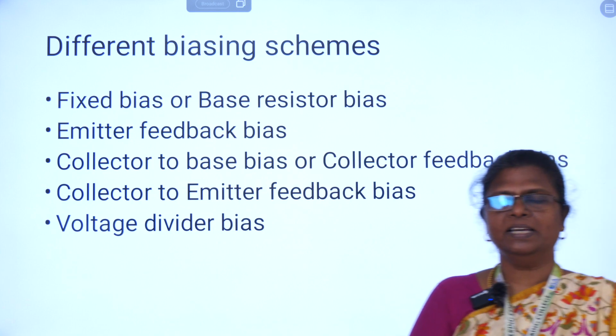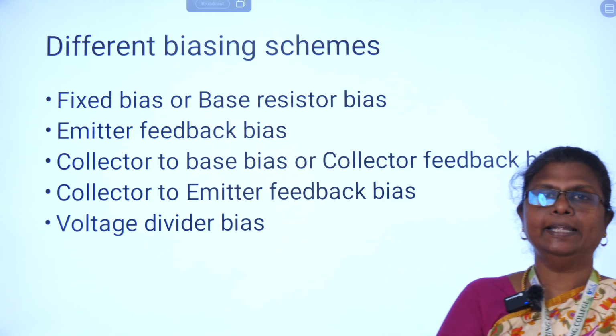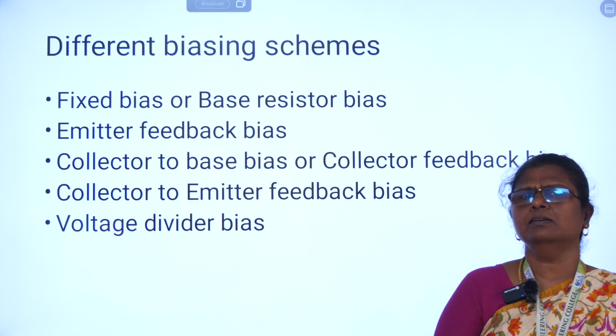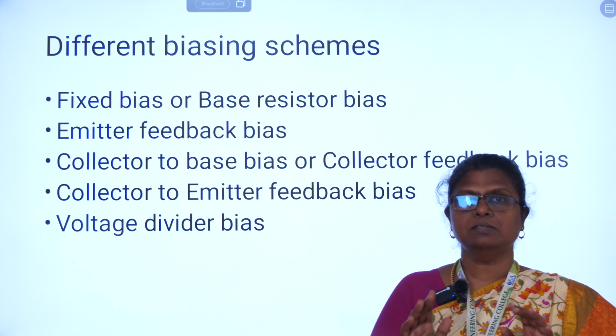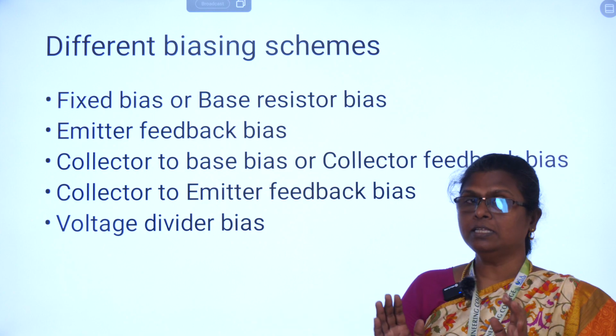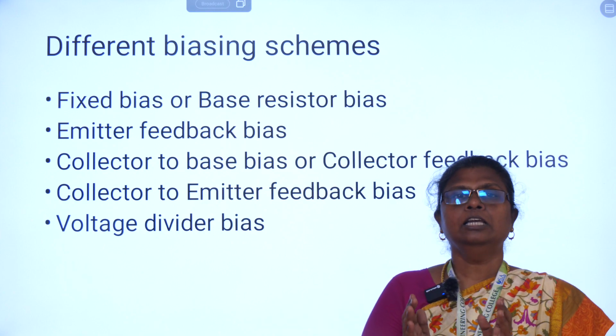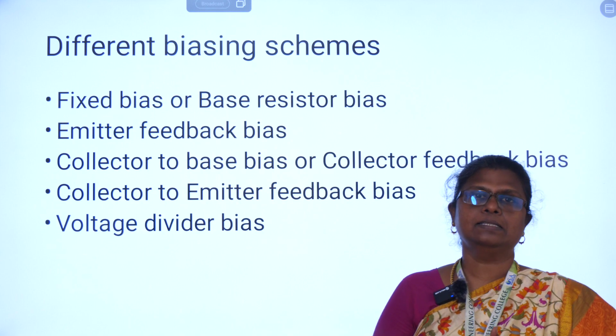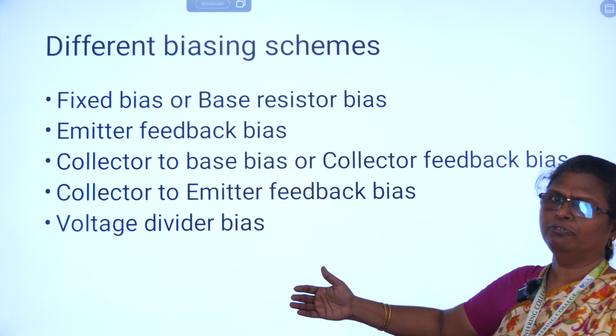There are different types of biasing. So, now we have come to an idea what biasing is. Biasing is giving a proper DC supply such that the circuit will be stable throughout the operation. That is the main thing in applying this biasing.